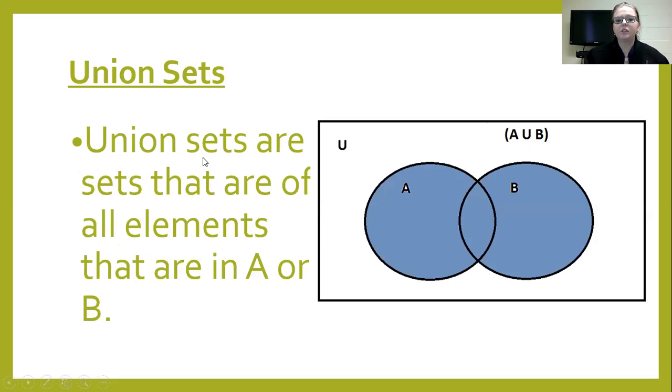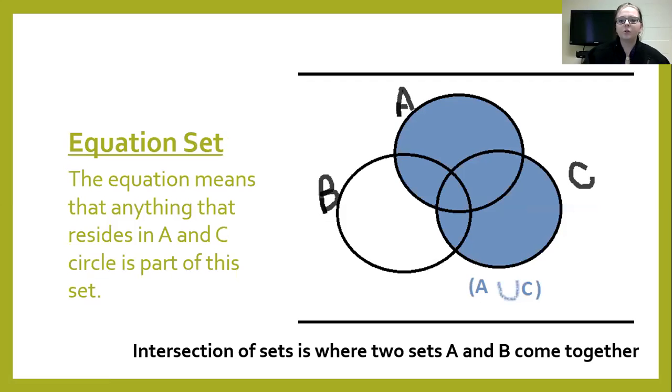Union sets are sets of all elements that are in A or B. So we're looking at the equation A union B, and since the Venn diagram shows that all of A is filled up and all of B is filled up, and even the A and B portion of the Venn diagram is filled, it means all of it is going to be included in that problem. Next, we're going to be talking about equation sets. The equation means that anything that resides in A and C circle is part of the set. So that means that the A union C set is everything that involves in there.